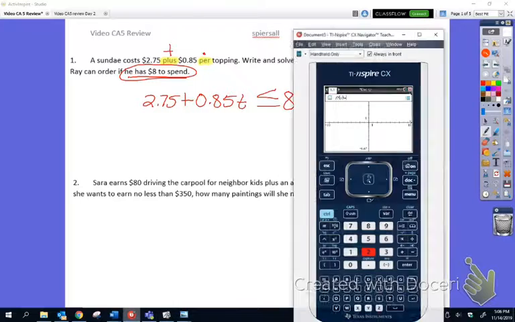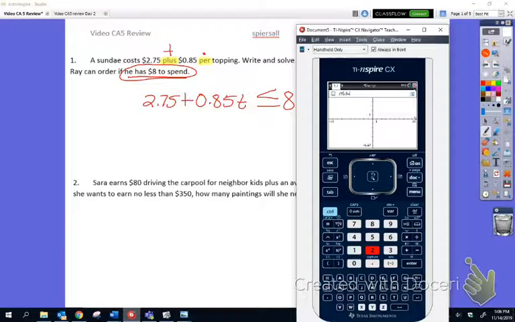Okay. So on your calculator, delete 6. So you have 2.75 plus 85 cents. Make sure you do the 85 cents, and I have to use X. And then control equal, since I don't want just equal, less than or equal to, and then 8, and then hit enter. Now, you'll do menu 5-1, okay? So the answer is 6.18.